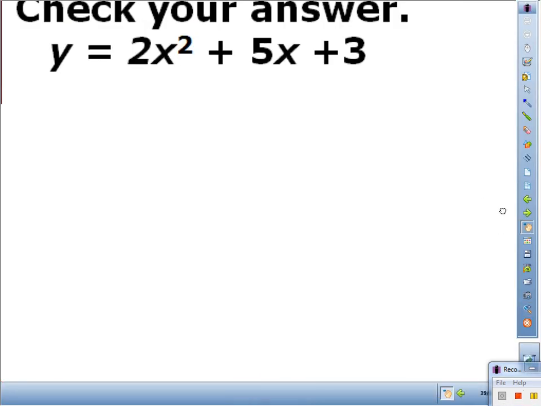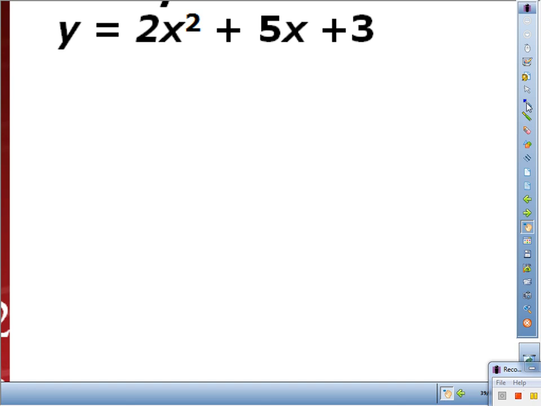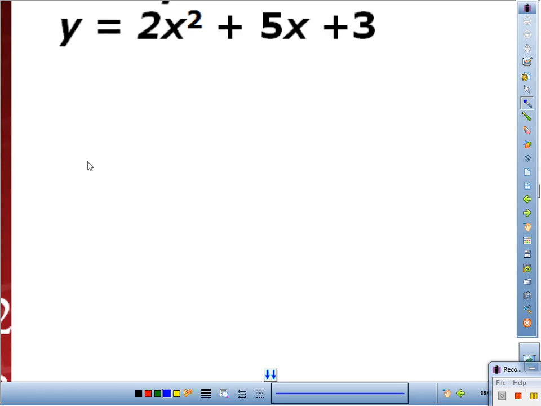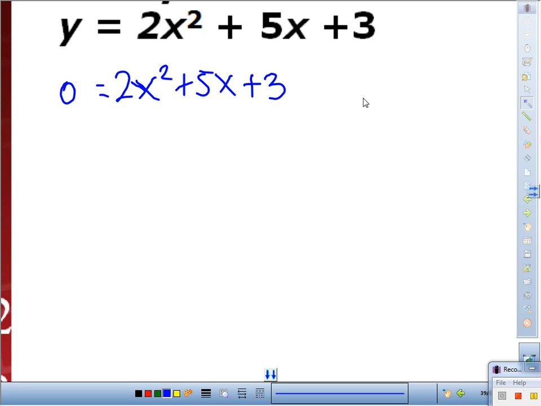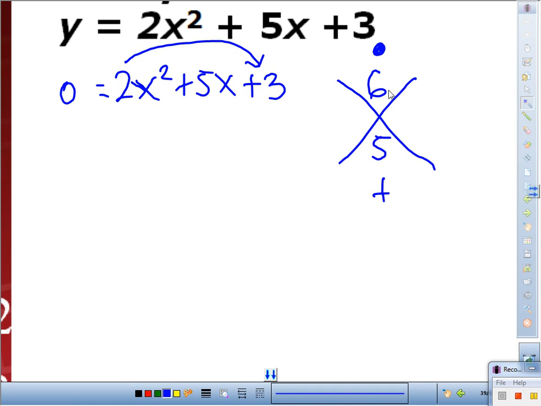Look up. They already have it in y form and in standard form. Next step, equal to what? 0 equals 2x squared plus 5x plus 3. What number goes on top? 6. Remember that? And 5 goes down here. Factors are 2 and 3. That's 5, and so on. And you know what to do from there, yes?